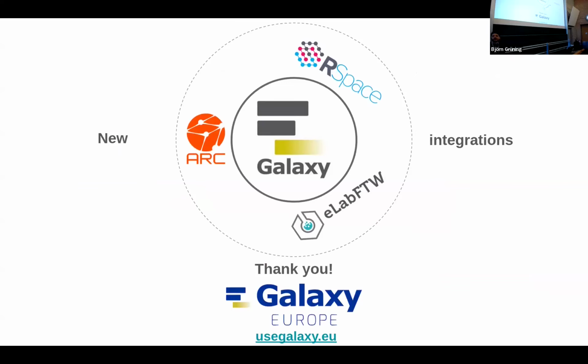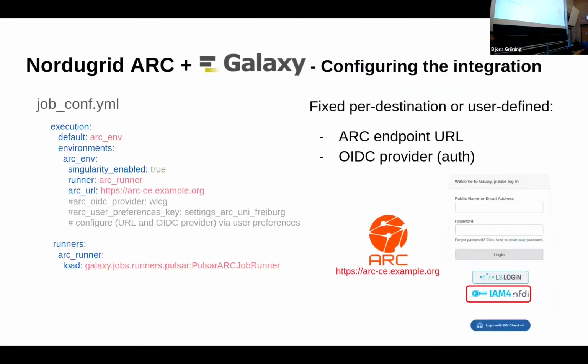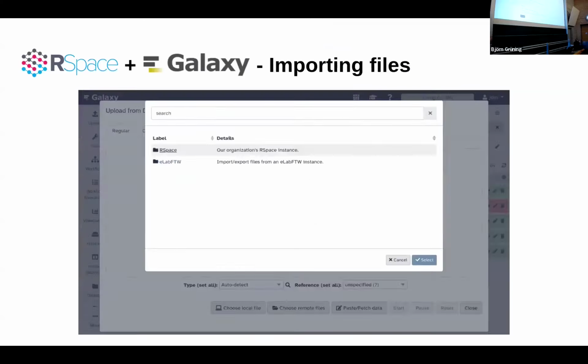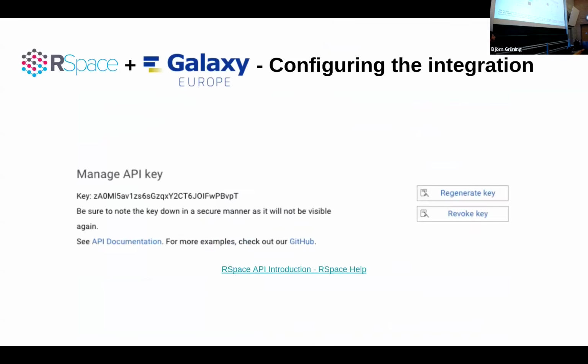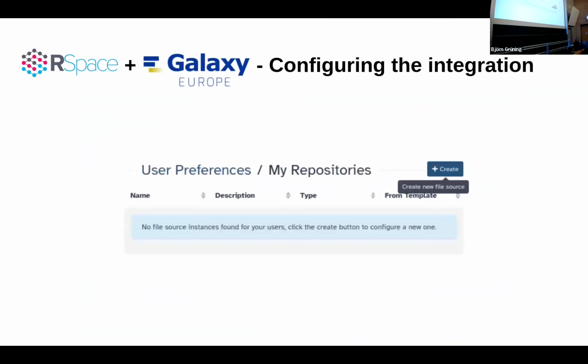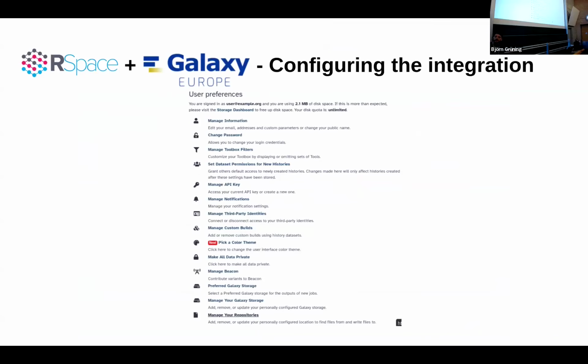For the integration with RSpace and eLabFTW, so the generation of the API key, does each user have to do this by herself, or can the admin set this up for all users, current and future? You can set it up for everyone because it's a regular repository.